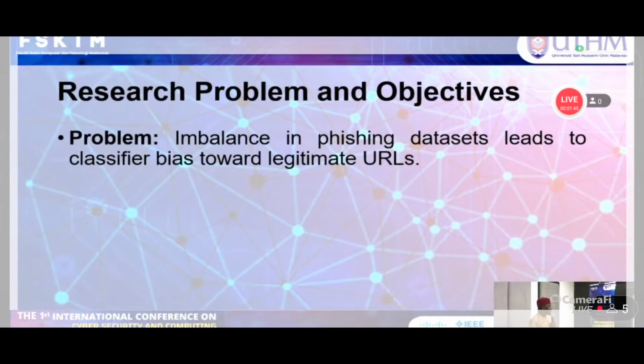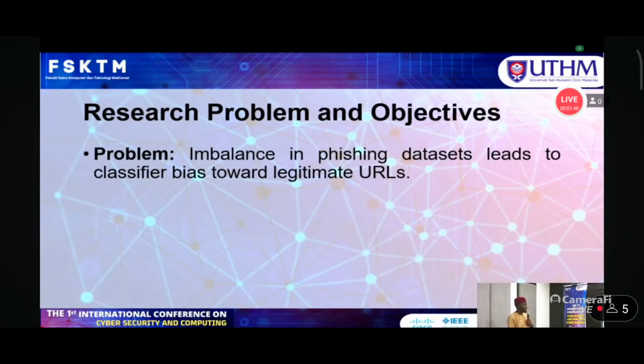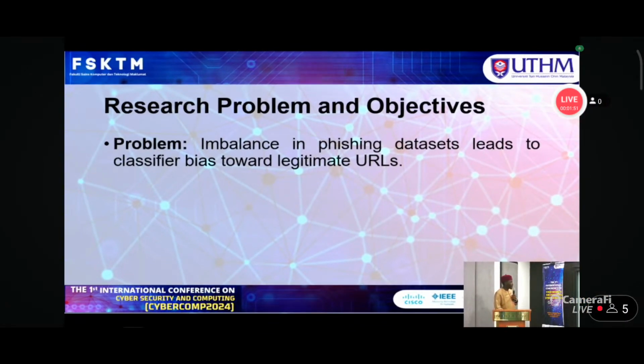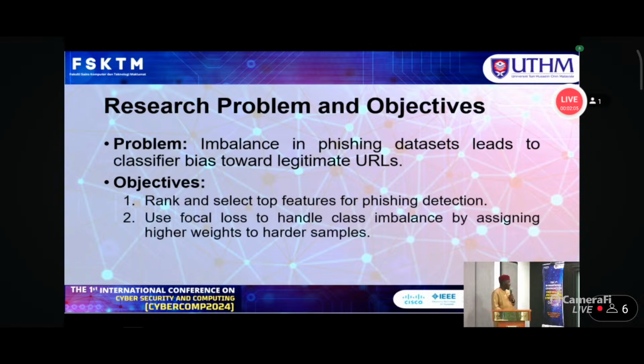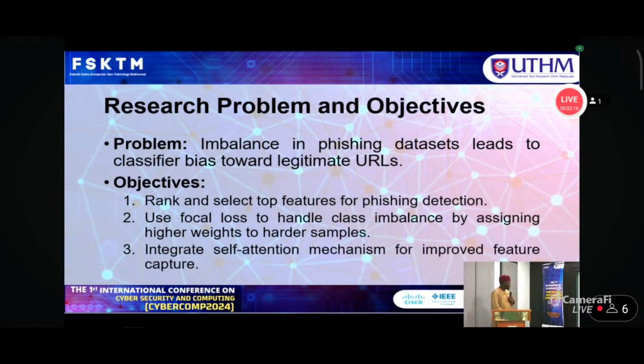This is our research problem. The main problem is the imbalanced phishing data set, which leads to classifier bias towards the legitimate URLs. Now, the objective is to rank and select top features for phishing detection, use the focal loss to handle class imbalance by assigning higher weight to harder samples, and integrate a self-attention mechanism for improved feature capture.